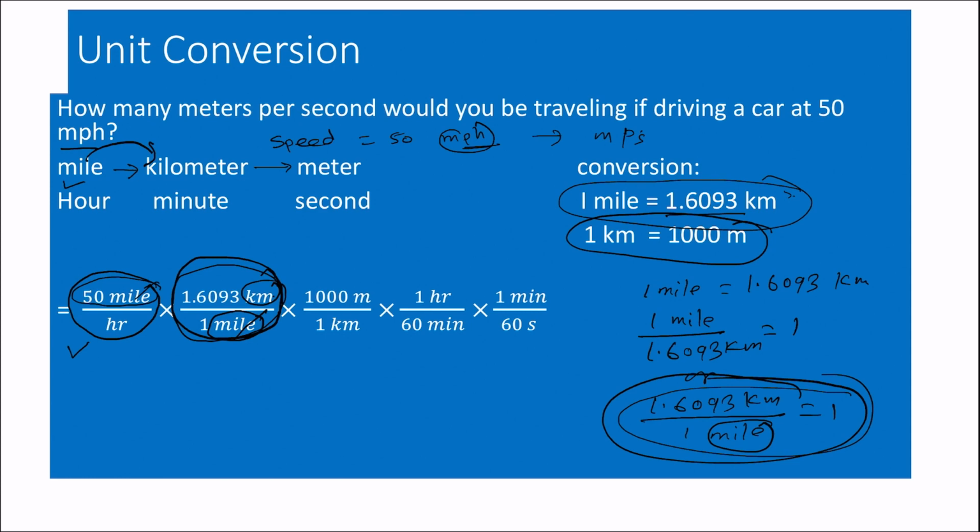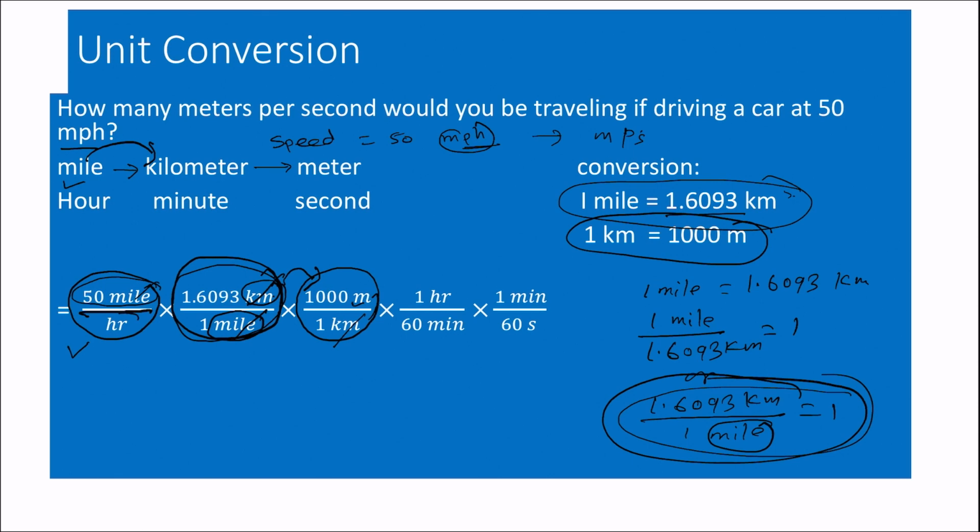Now you converted miles into kilometers, now convert the kilometers into meters. So you have to use this conversion factor, 1000 meters divided by 1 kilometer. Why do I put 1 kilometer on the bottom and meter on top? Because this kilometer will cancel and only meter is left. So we converted 50 miles into meters, but we have per hour. So we need to convert that per hour into per second.